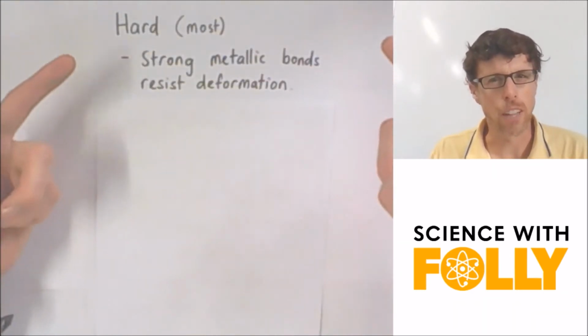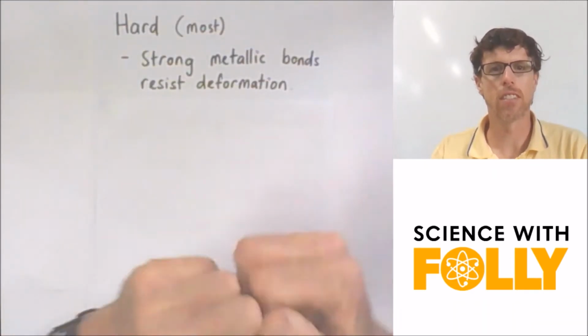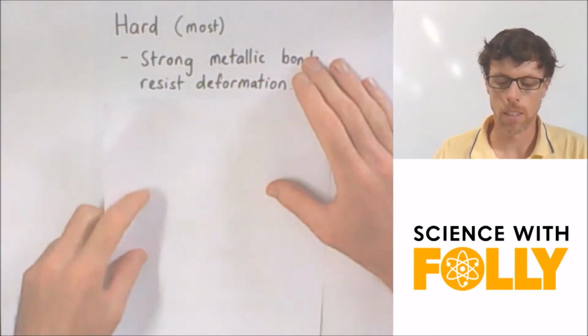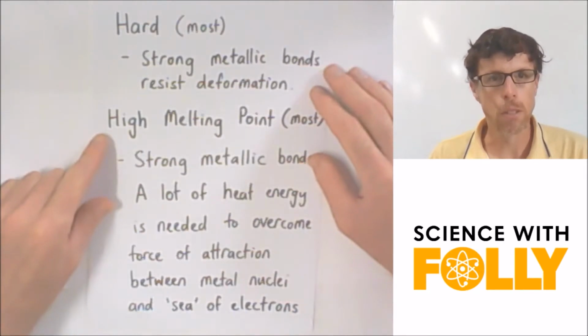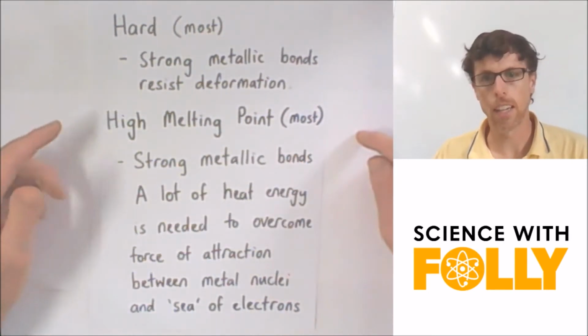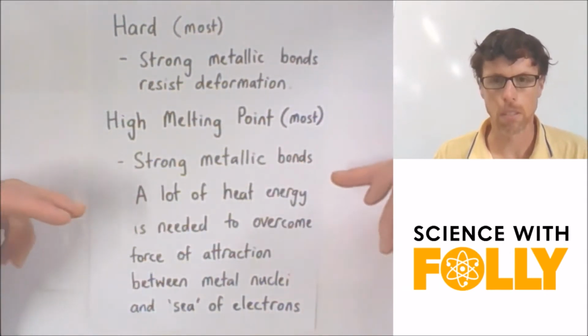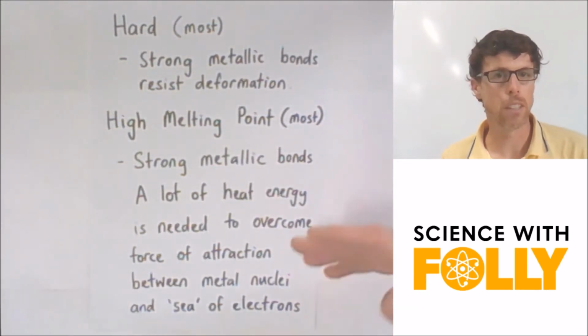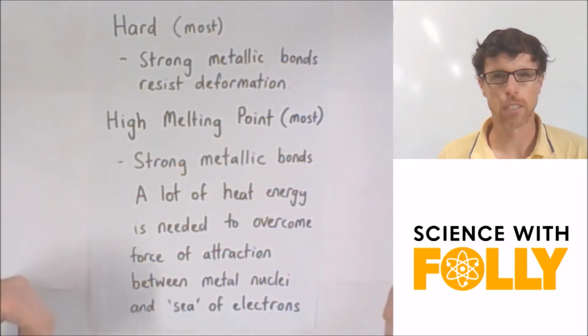Fourthly, most metals are hard. Remember, that means they resist deformation, and that's yet again due to strong metallic bonds. And lastly, most metals have a high melting point. Yet again, it's because of the strong metallic bonds, and a lot of heat energy is needed to overcome the force of attraction between the metal nuclei and the sea of electrons.